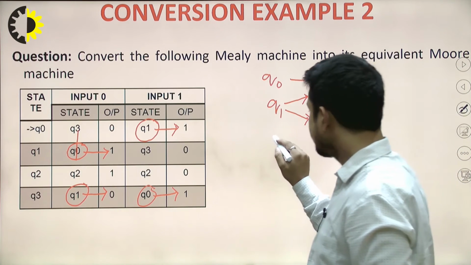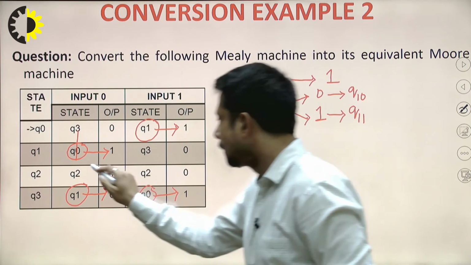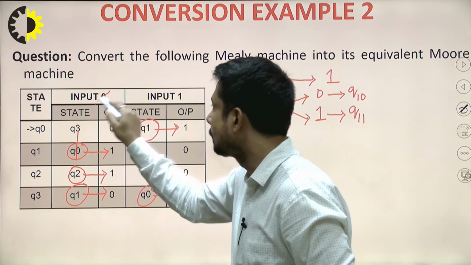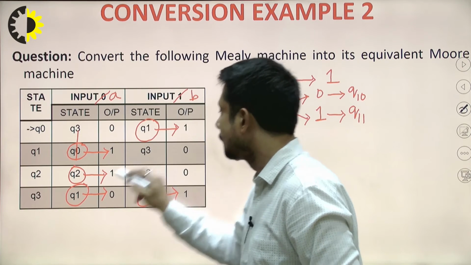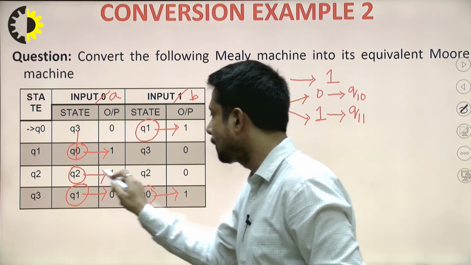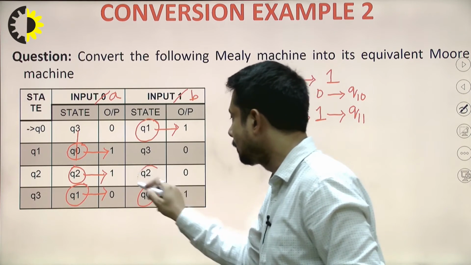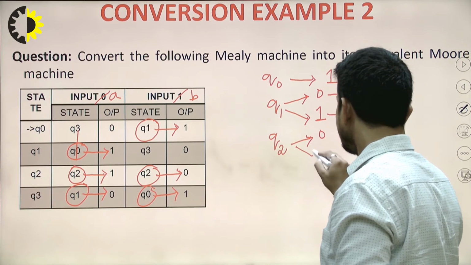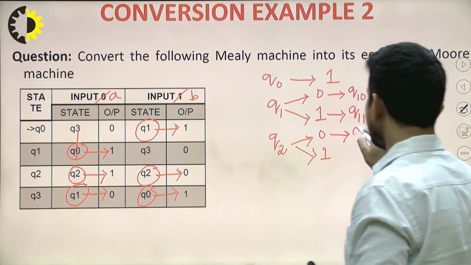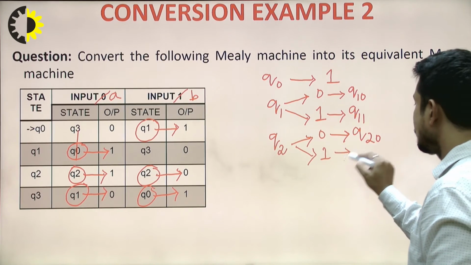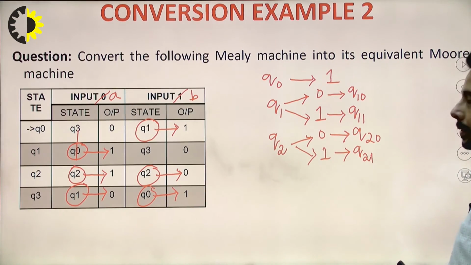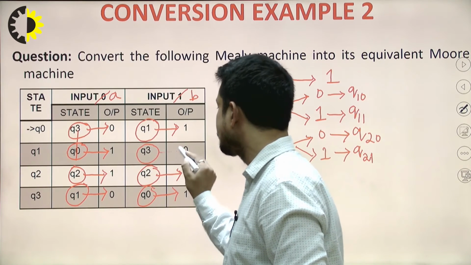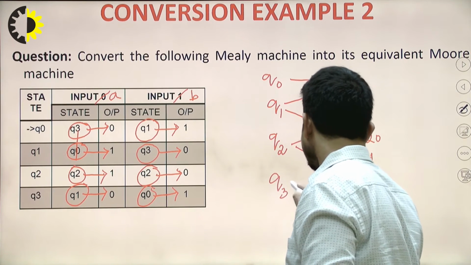Okay. Next comes Q2. Q2 here, sorry, this will be input A and this is input B. For input A, Q2 is showing output as 1, and here Q2 is showing output as what? 0. Now Q2 will again be defined with two different outputs, so I will name them Q20 and Q21. I hope it is clear. Next comes Q3. For Q3 it is 0, for Q3 it is 0. So Q3 output will be 0.